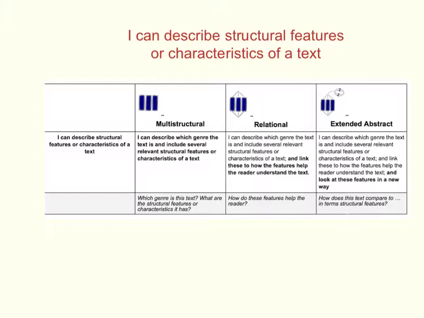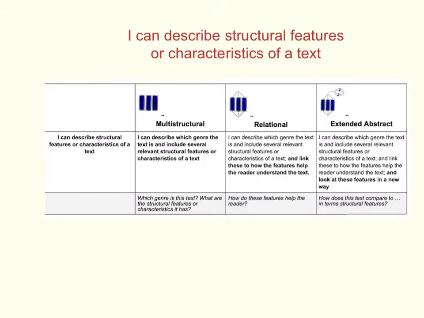So if you just look at the criteria down here, for multi-structural, you can describe which genre it is and include several relevant structural features or characteristics of the text. What is the text? What are some of the features it has that make it a report? Over here, you can go further and link these to how the features help the reader understand the text. How do these features help the reader? And finally, how does this text compare in terms of structural features to an explanation or something like that?